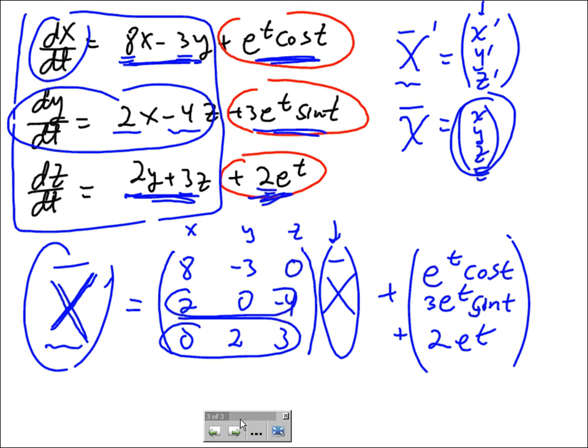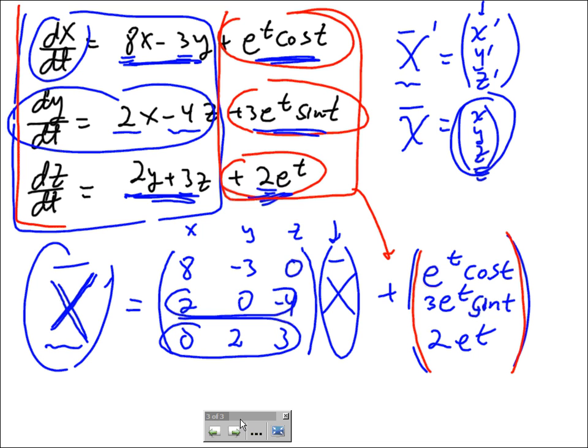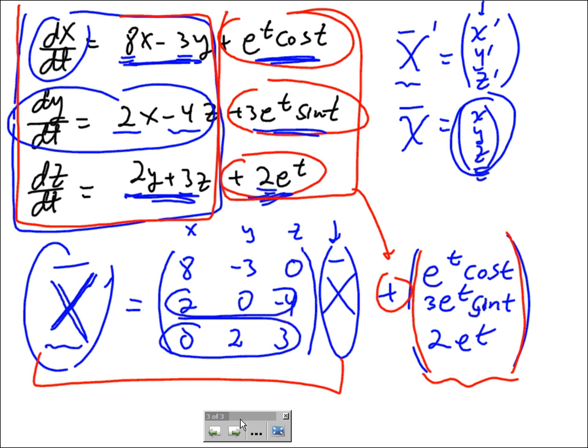Just take this, and let me just erase one little thing. Just take that and add it on. There it is. So when you have functions of t's, it's not a big deal. Just deal with this first, which will give you this, plus the t's. Don't let that bother you.